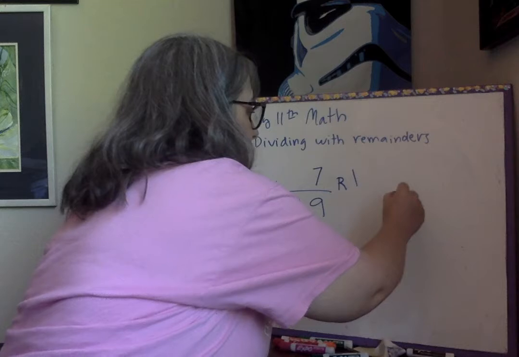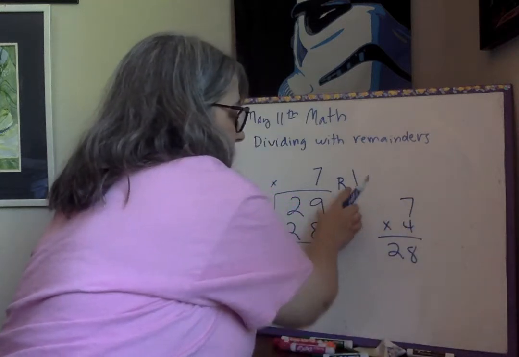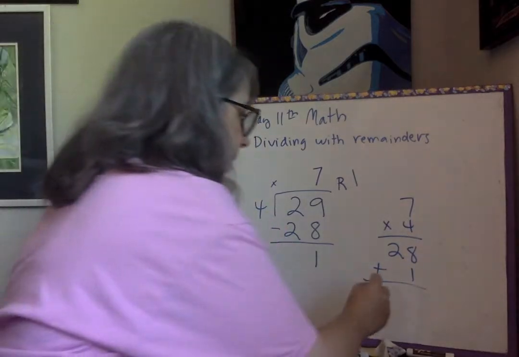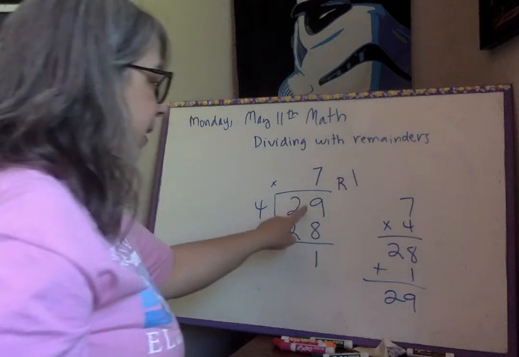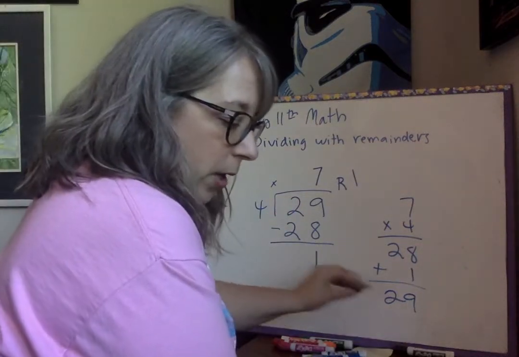Okay, can we check our answer? We can. 7 times 4 is 28. Our remainder we're going to add. 28 plus 1 is 29. Are we correct? We are correct. Nice work.